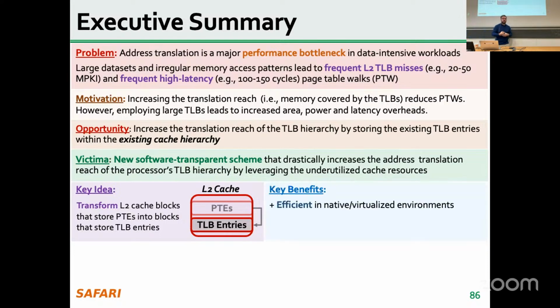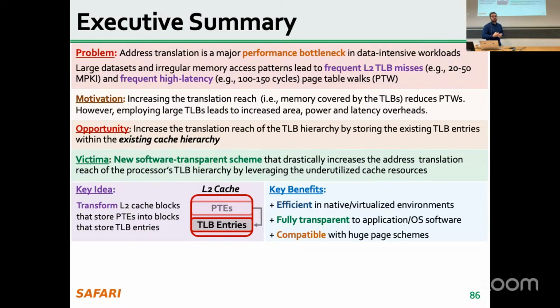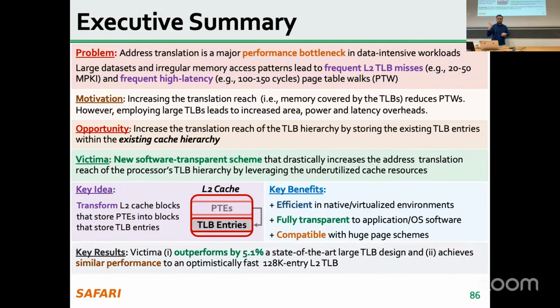What are the key benefits? It's very efficient in native and virtualized environments, fully transparent to application and operating system software, and compatible with huge page schemes. Victima outperforms the state-of-the-art TLB design by 5.1% and achieves similar performance to a very fast, optimistically fast, 128K-entry L2 TLB, which is extremely large. The code is also open source.